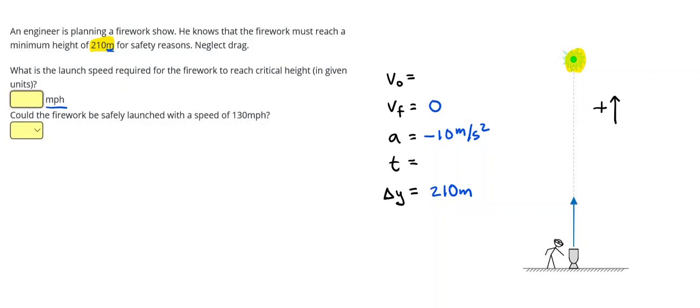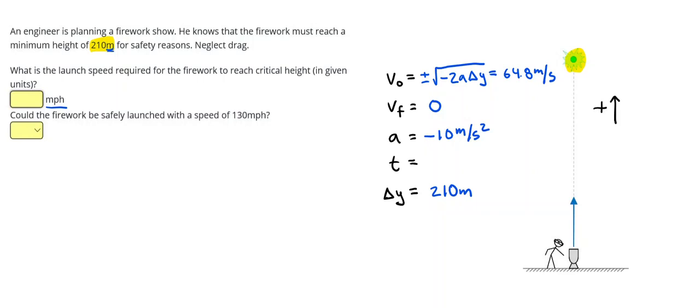Alright, so it's probably worth memorizing that the initial velocity, if the final velocity is 0, is going to equal the square root of negative 2a delta y. Alright, so plugging in the square root of negative 2 times negative 10 times 210 gives me initial velocity of 64.8. And the units on that are going to be meters per second because that's consistent with the units that I plugged in.